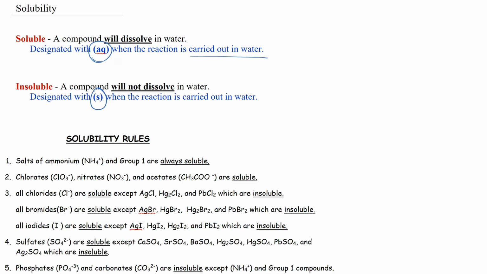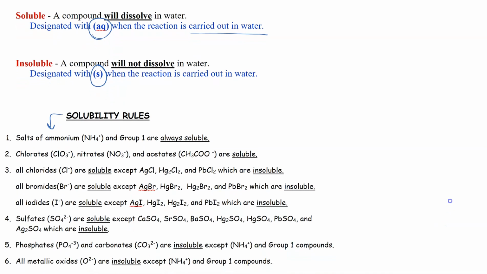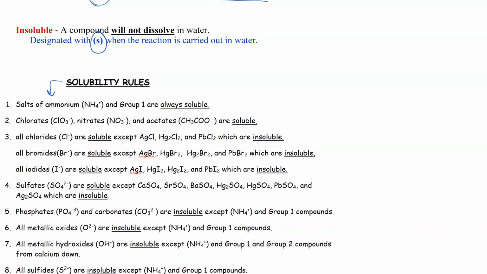First, we use the solubility rules. And they're here. You will always have a copy of the solubility rules. Let's read through just a few to make sure you understand how to read these. The first one says that salts of ammonium and group 1 are always soluble. That means any compound that contains ammonium or a group 1 metal will always be soluble, which means if the reaction is carried out in water, we will designate it as AQ.